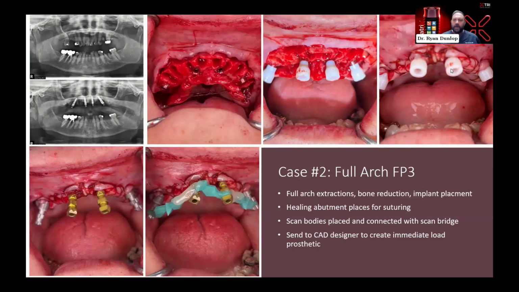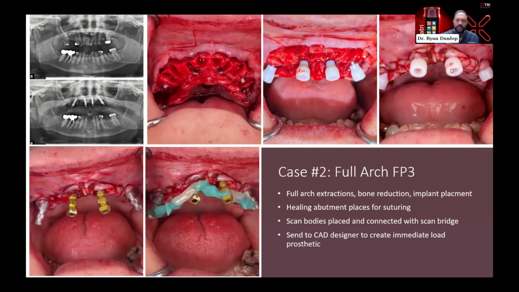I placed these healing collars on so that I could suture around these, and on the top right, you can see my suturing there. Once I had everything sutured up, I unscrewed those healing caps and I put the scan bodies on, and this is me putting the scan bridge together. These are little printable bridges that go from scan body to scan body. These are luted together with some composite, and it just provides a track for the intraoral scanner to get from one scan body to the other.